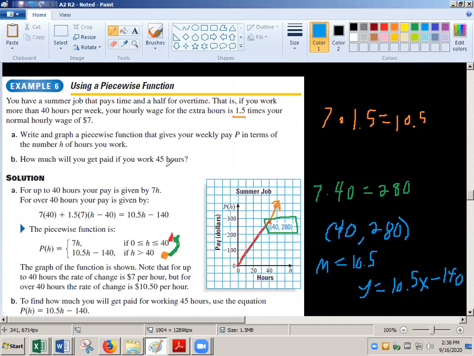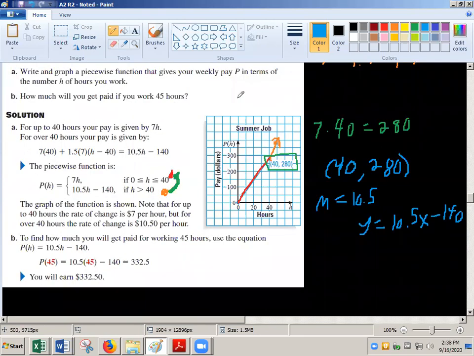So just to wrap this whole problem up, it says how much we get paid if you work 45 hours. We're going to get 40 at the original rate and then 5 at the new rate. So basically, we're going to take that 45, plug it into this equation here, and we end up making $332.50.